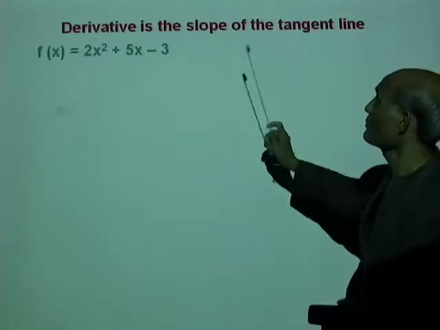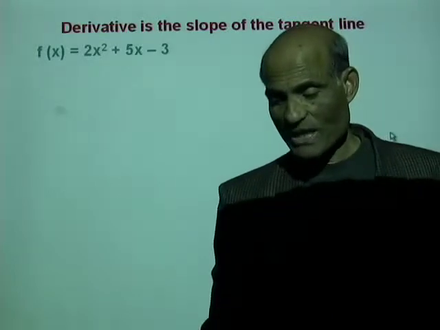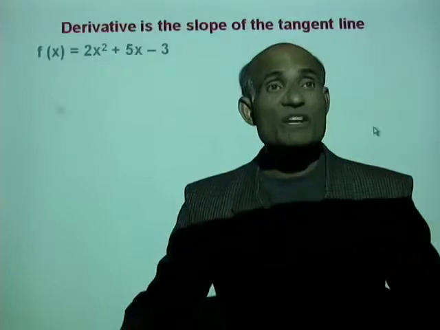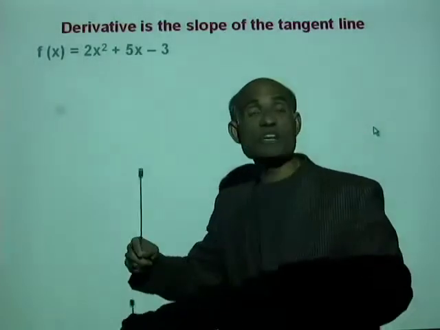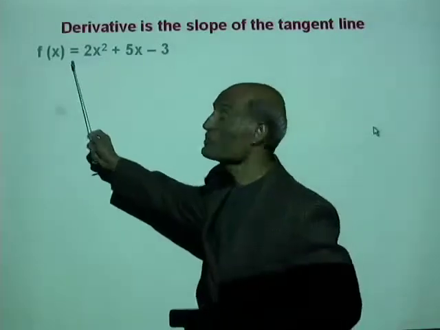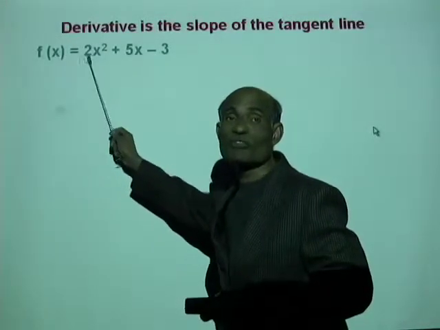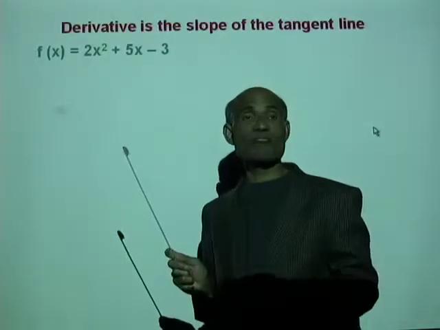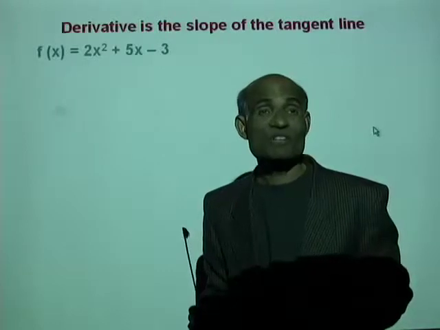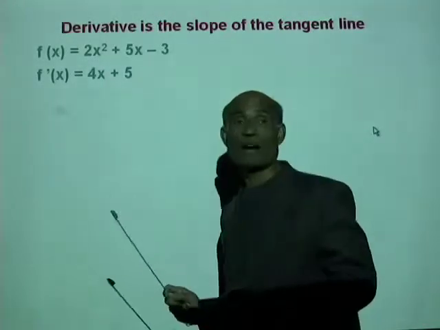We talked about this as the derivative is the slope of the tangent line, didn't we? So derivative of a function is the instantaneous rate of change, which is the slope of the tangent line at a given instant. And this is the function we have been finding the derivative of. If f of x equal to 2x squared plus 5x minus 3, what is the derivative we just found? What is f prime x? f prime x is 4x plus 5.